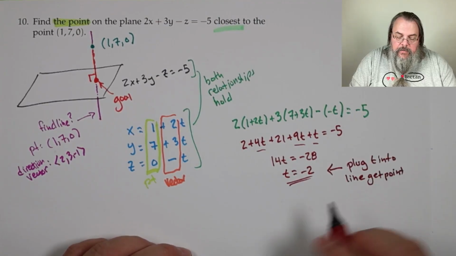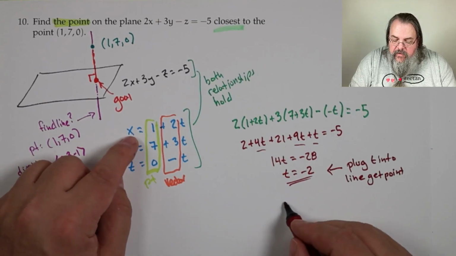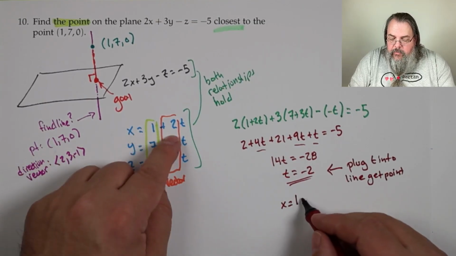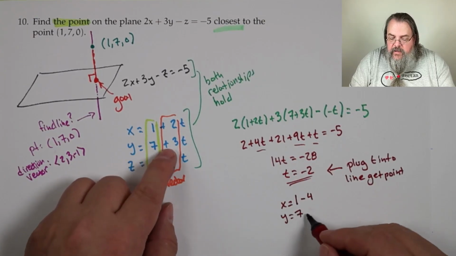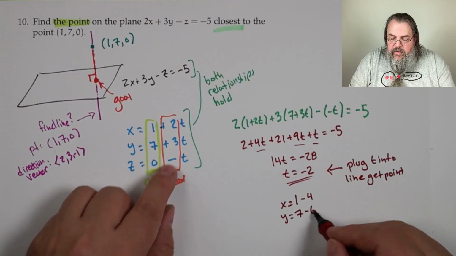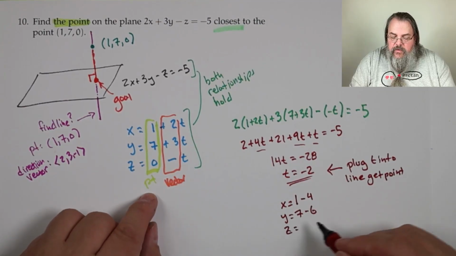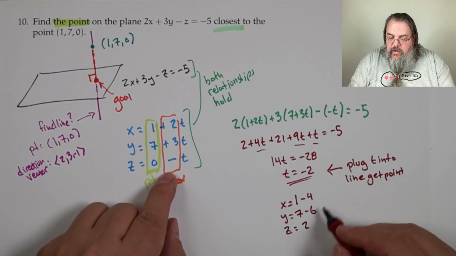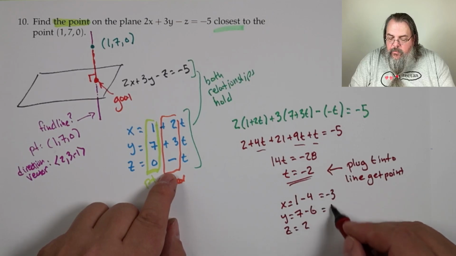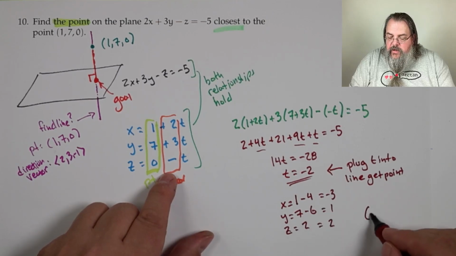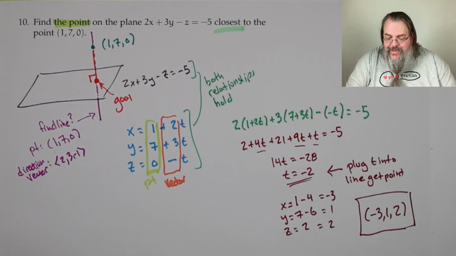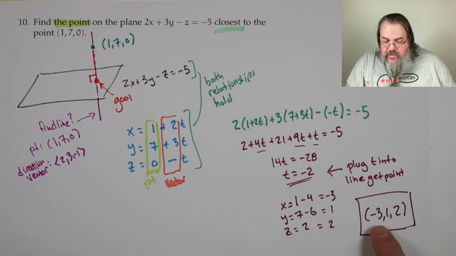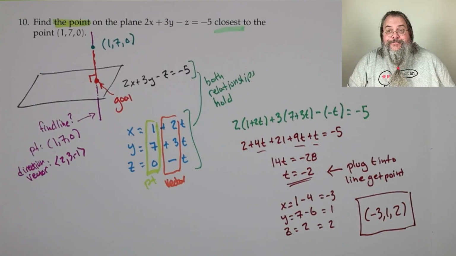So what is our point? Well, we're going to get x is equal to 1 minus 4, because that's 2 times -2. y is equal to 7 minus 6, 3 times 2. And z is equal to minus -2, which is 2. Or we get -3, 1, 2. And so our point on the plane that is nearest to the point 1, 7, 0 is the point -3, 1, and 2.